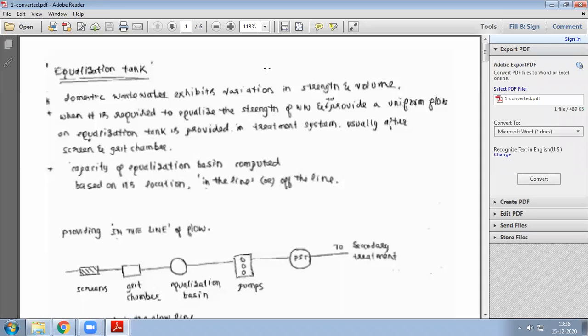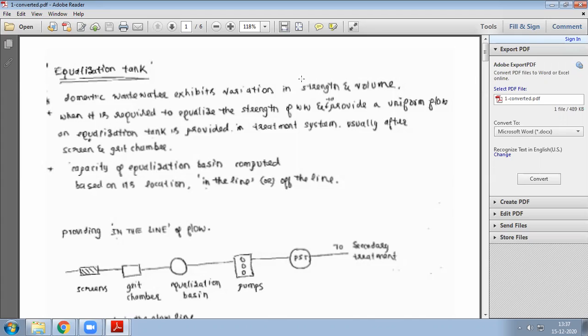So I think some concept I left. I just told in a general way what an equalization tank is. A few things I left in the third module, so I will try to do that today. Also, we have some advanced topics in wastewater treatment, like biofilms, fixed film biofilms, moving bed bioreactors, and batch reactors. So those things I'll be covering today.